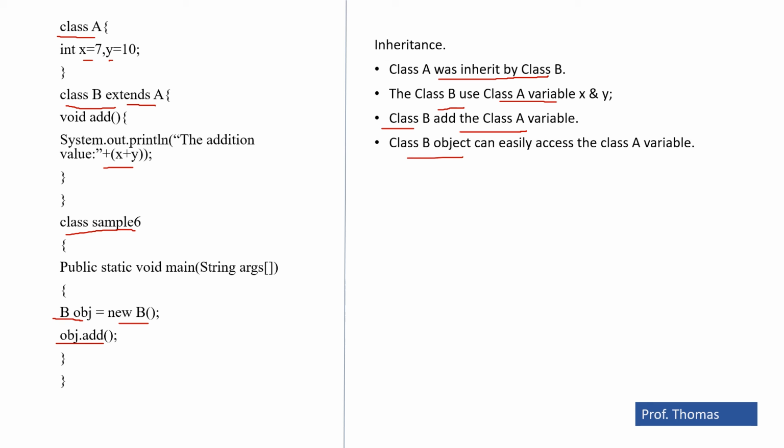The class B object can easily access the class A variables, because class B inherits class A, so we can easily access the class A variables.